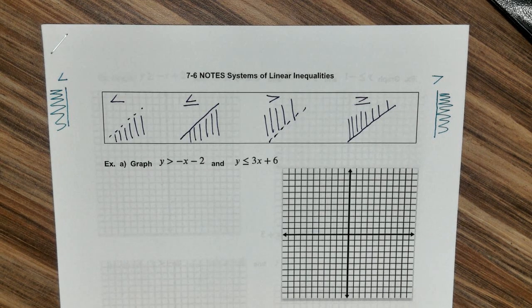All the other ones you're looking at, am I going to shade up or down? And which way can you get to the ground, and which way can you get up to the sky? Greater than is up to the sky, less than is down to the ground. Okay, everybody good with this?